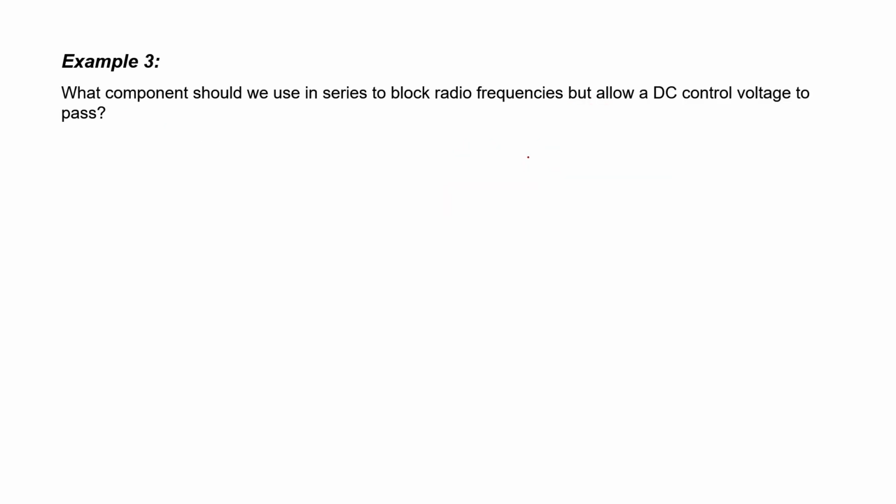In example 3, I ask what component should we use in series to block radio frequencies but allow a DC control voltage to pass. In fact, we should use an inductor, and let me tell you why. An inductor has an impedance of j omega times L. So right away we can see that this omega is somehow included. If the omega is very, very small, or we're getting close to the DC values, then it's almost like the inductor is not even there. The signal can go right across it.